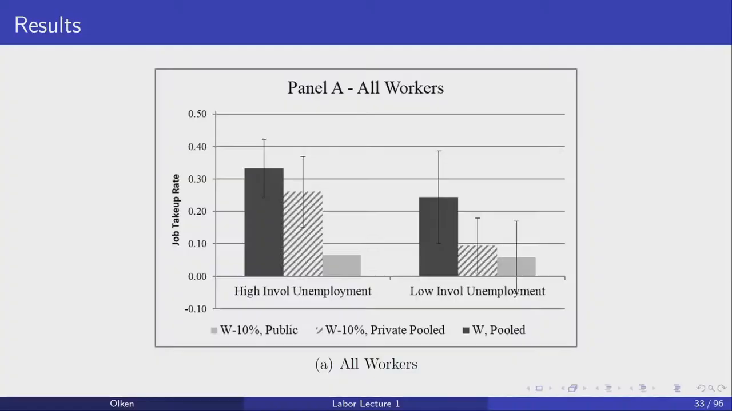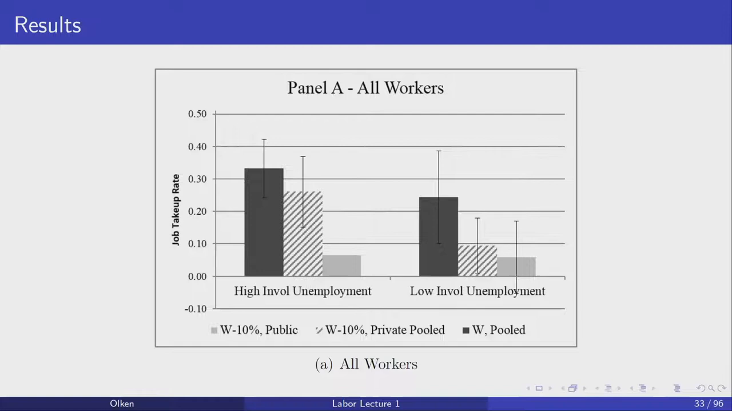Okay. And here's the result. It's super simple. This is the main result. This is the probability of taking up the wage at the going market wage, at 10% less than the going market wage in private, and 10% less than the market wage in public. Okay, so it's pretty stark.